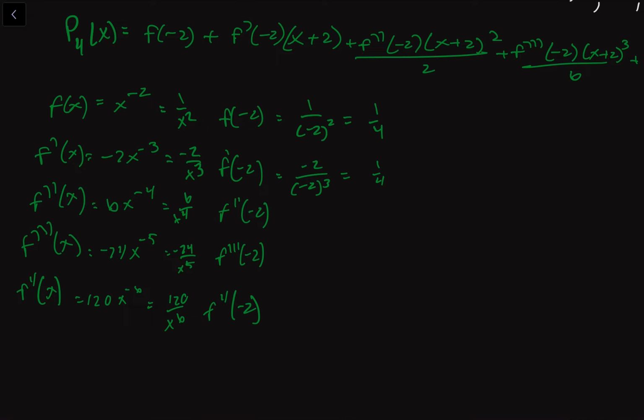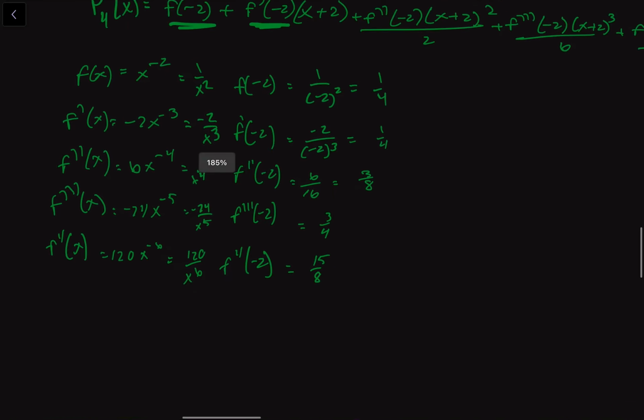And we can repeat this process. This one would be 6 over negative 2 to the 4th power, which is 16. 6 over 16 is 3/8. And we will repeat these for the last two and just get 3/4 and 15/8. So now that we have all of our f parts, we can just set up the polynomial.